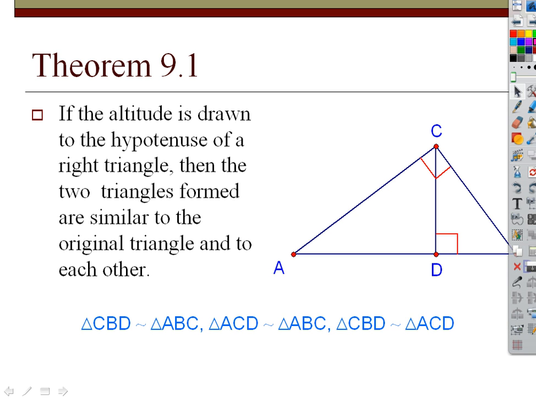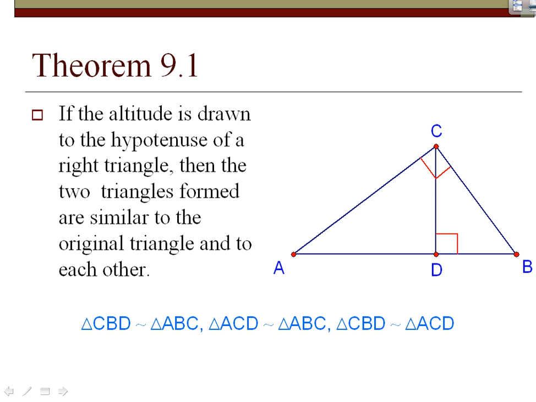Now let's take an example, just for the sake of argument, to make this easy to deal with. Let's assume, and we don't have to do this by any means, but I think it's helpful, that the original triangle was a 30, 60, 90.